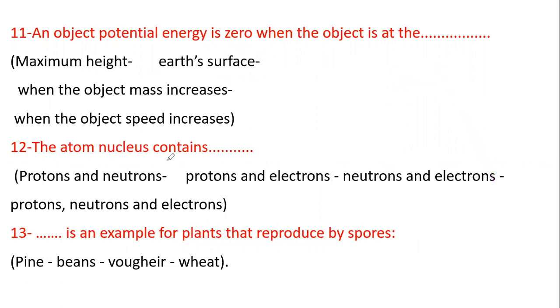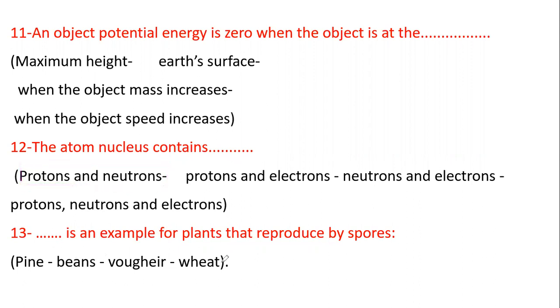The atom nucleus contains protons and neutrons, protons and electrons, neutrons and electrons, or protons, neutrons, and electrons. So remember, the nucleus contains two kinds of particles here. They are protons, positively charged particles, and neutrons, which have no charge, or neutral.